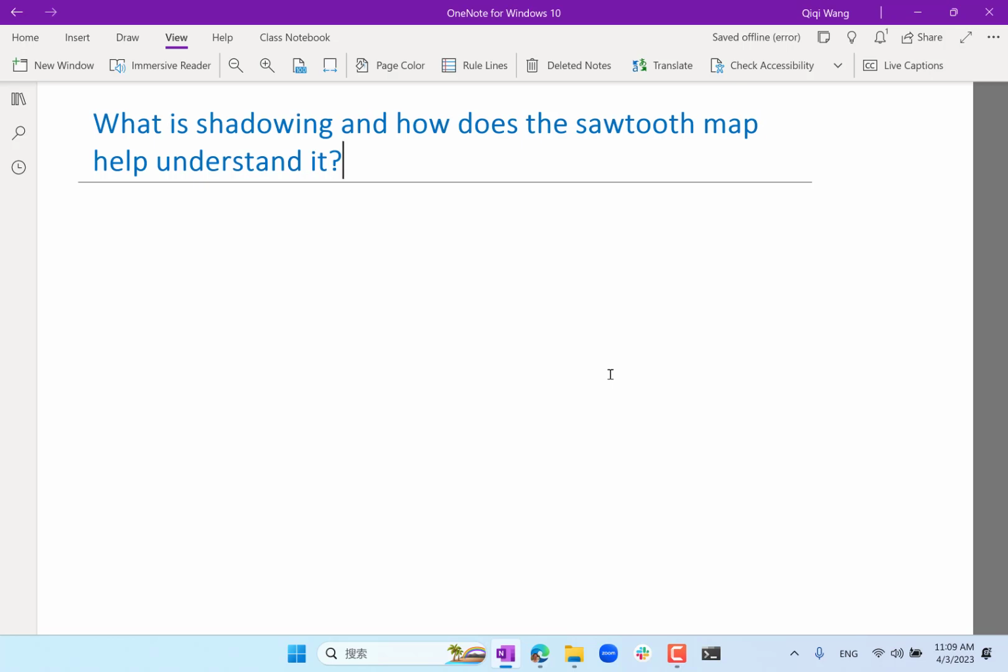So today we are going to be mainly talking about what shadowing is. I'm going to first of all discuss the definition of shadowing and give an example for the sawtooth map. And then I'm going to be talking about the implication of shadowing. And then I'm going to introduce a misunderstanding that has traditionally been associated with shadowing. So let's start with shadowing and why it is important.